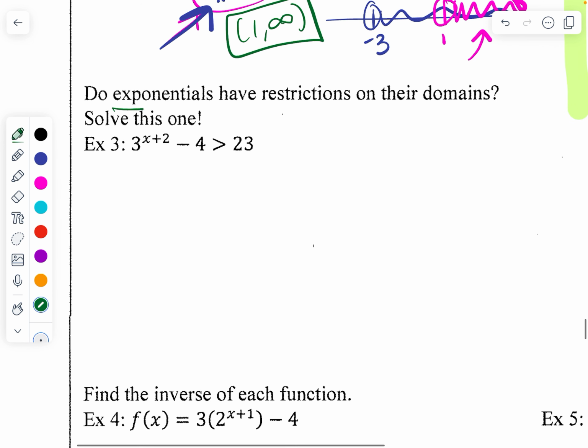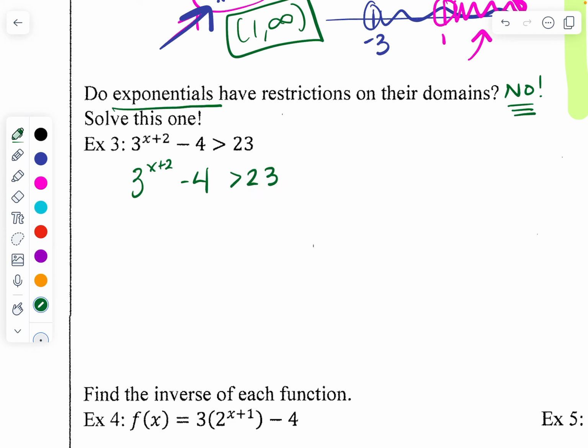So do exponentials have restrictions on their domains? The answer is no, because when we're talking about exponents, those domains can be anything, including negatives and zeros in the exponent. So you're good to go. So let's go ahead and solve this one. So here I see 3 to the x plus 2 all minus 4 greater than 23. Because there's no restriction, we can just go straight into solving.